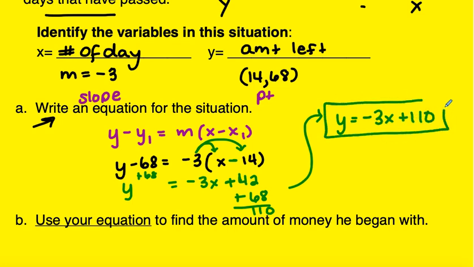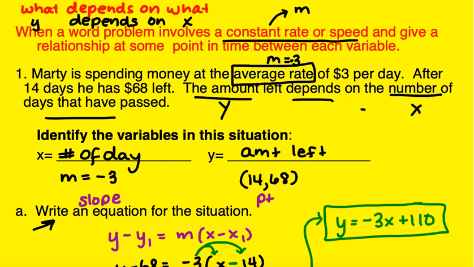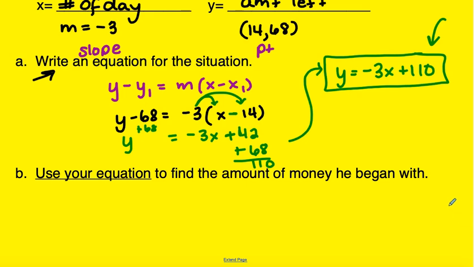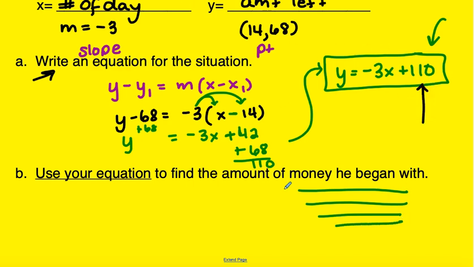And there's my equation. Now that tells me something. He actually did start with $110 in his account, and he's spending $3 a day. Okay, so it says use your equation to find the amount he began with. My starting amount, from our last video, we said our b is always our starting amount. So $110. All right, so that's when you're given a slope and a point, and you have to turn the data into a point.